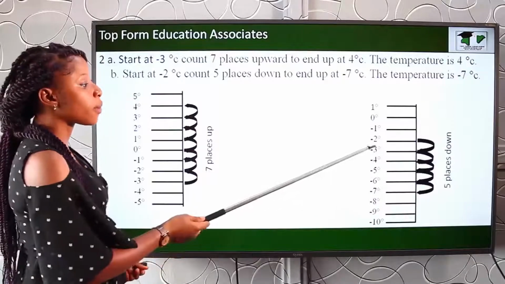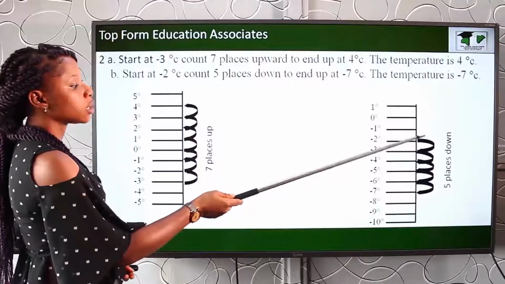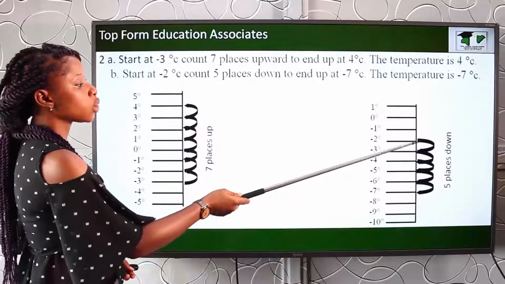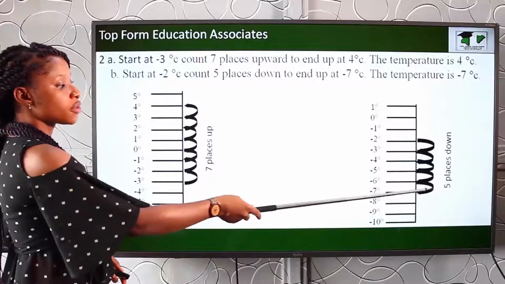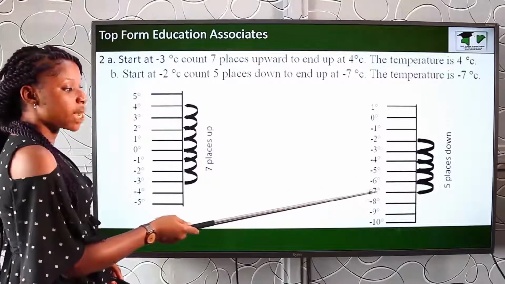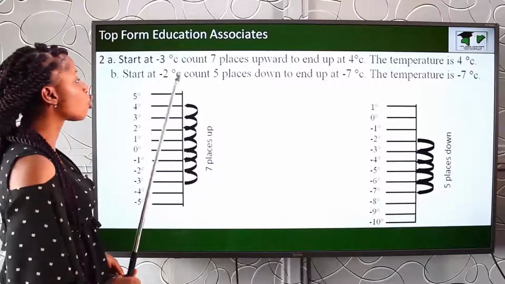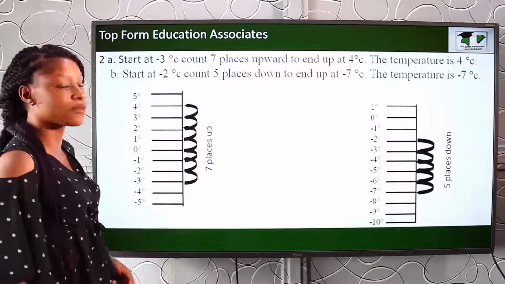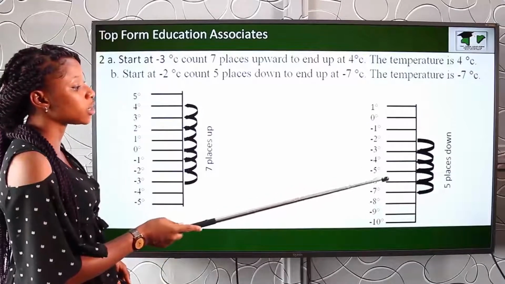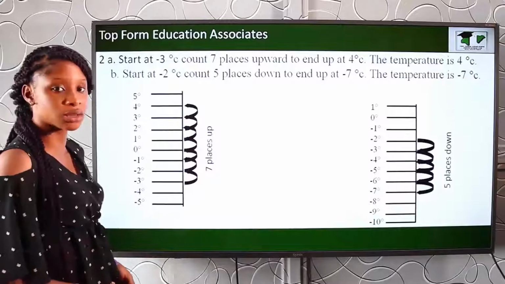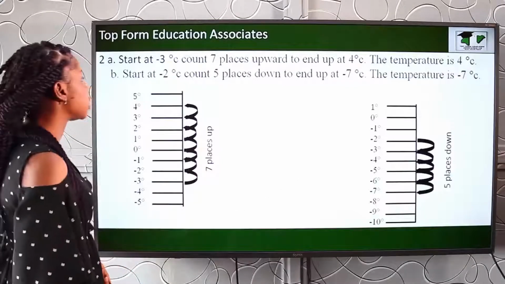So we're going to start with minus 2. This is minus 2. I'm going to count 5 places downwards. Okay? Let's go. 1, 2, 3, 4, 5. What do we have? Minus 7. So the temperature we have when minus 2 degrees centigrade falls by 5 degrees is minus 7 degrees centigrade. Okay, it's minus 7 degrees centigrade.